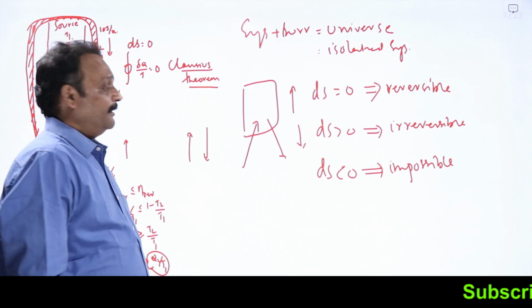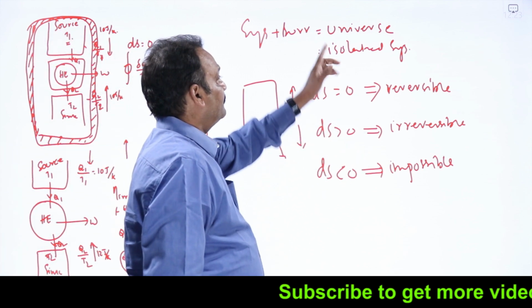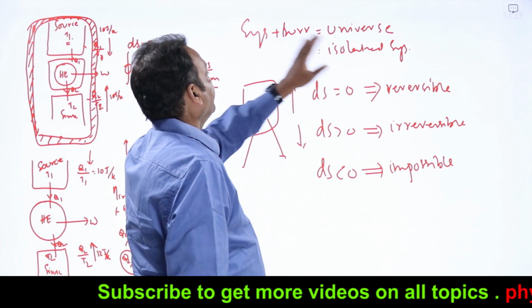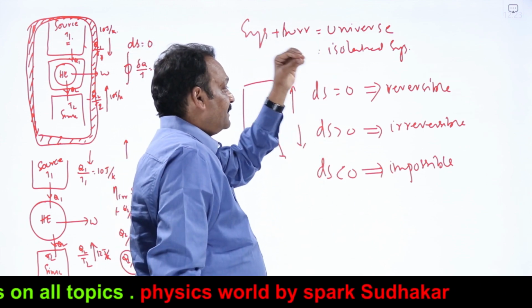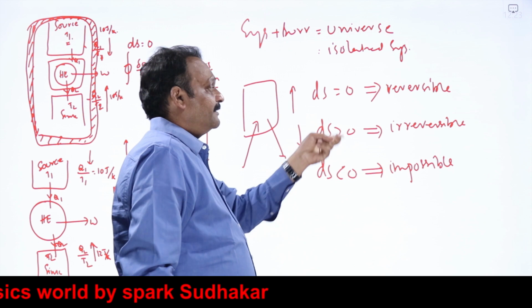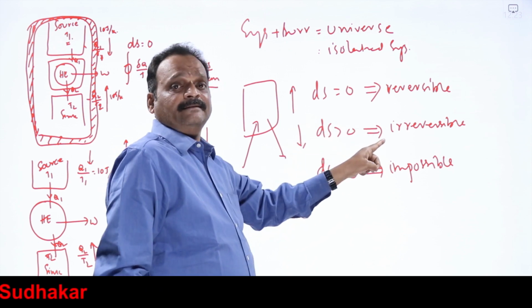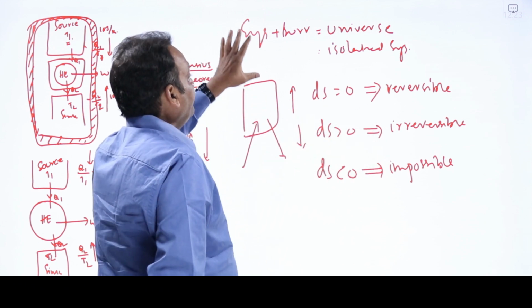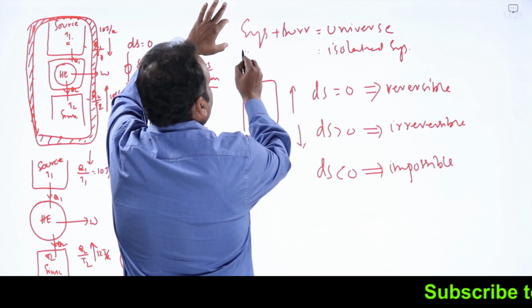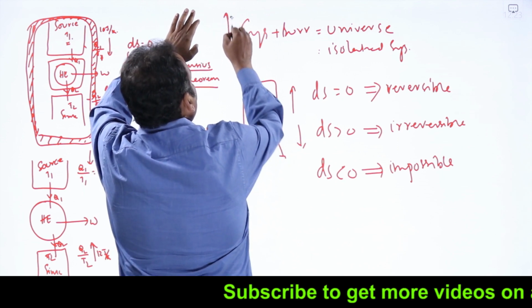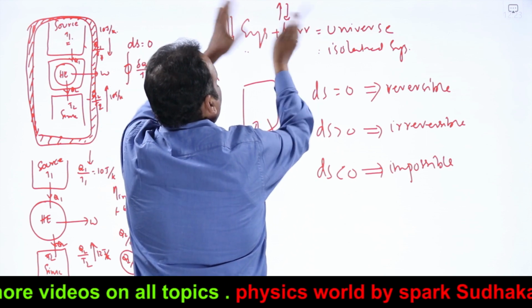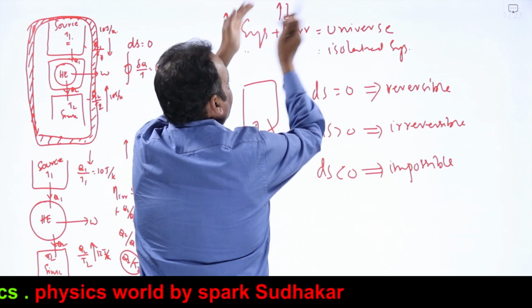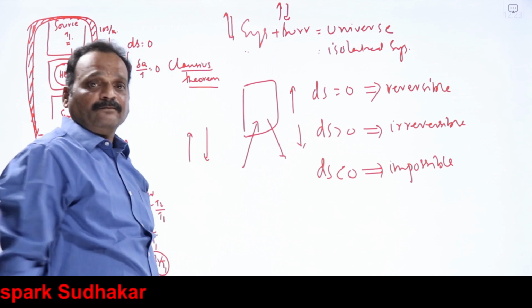The entropy of the universe, or an isolated system, or system plus surroundings can never decrease. If it is a reversible process, it remains constant. If it is an irreversible process, it increases. Individually, the system's entropy may increase or decrease, and the surroundings' entropy may increase or decrease. But put together, system plus surroundings entropy either remains constant or always increases. That's how we should understand it.